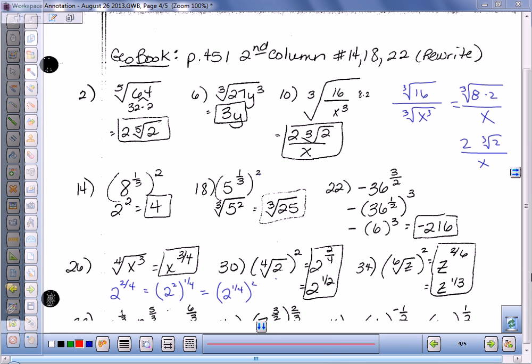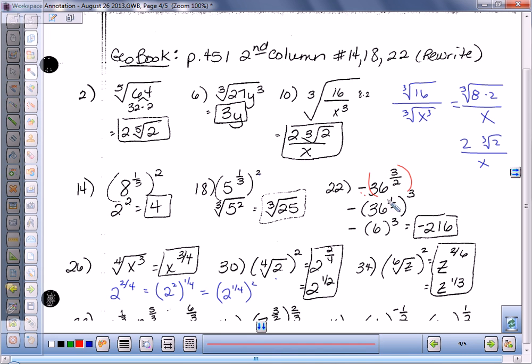All right, any questions? Yes, ma'am. Well, you did 22. I will talk you through 22. Okay, what does this mean? This means the opposite of 36 to the 3 halves. Now, if it meant negative 36, it would look like this. But this means the opposite of 36 to the 3 halves.